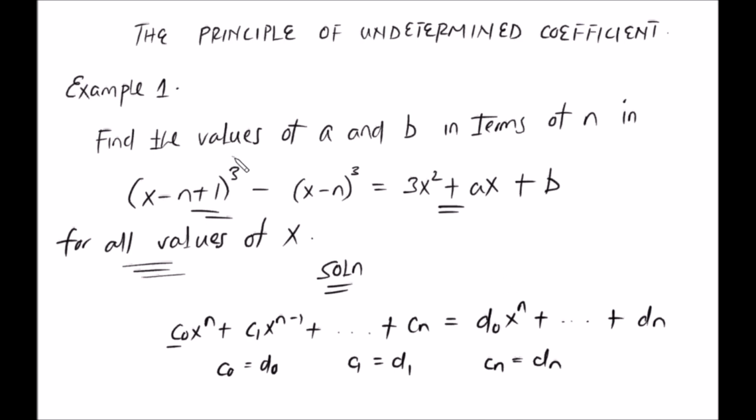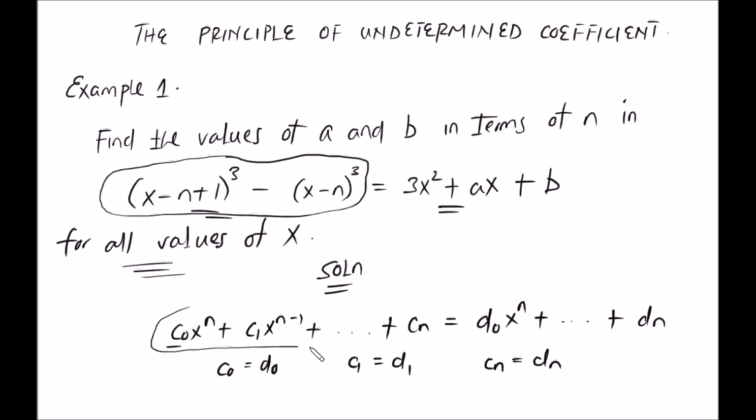But the left-hand side is not yet in coefficient form, so we have to expand it so that it is written in terms of coefficients. Then, when we equate it with the right-hand side, we will compare two coefficients. Hence we will get the value of a, which is the coefficient of x, and the value of b, which is the coefficient of x to the power 0. So let's expand the left-hand side of the equation.